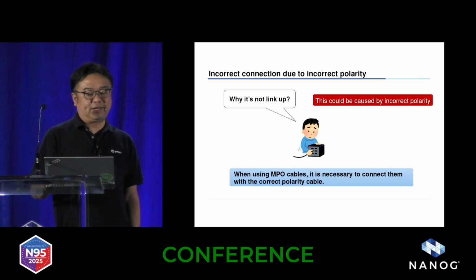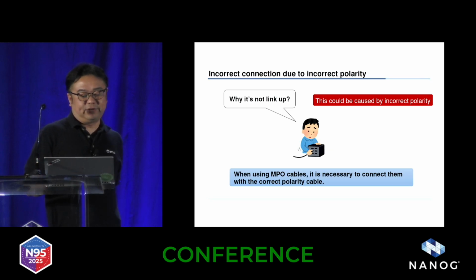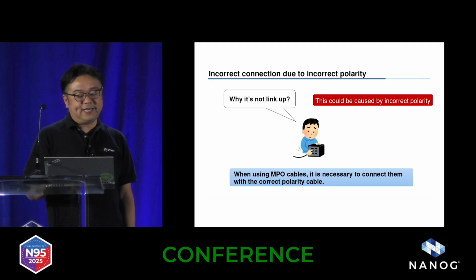Next one is polarity. When using an MPO cable, you may find that sometimes, for some reason, it doesn't link up. This may be due to incorrect polarity connections. The MPO connector has polarity, which was not present in the previous single fiber connectors. When wiring an MPO cable, it is necessary to connect the correct polarity.